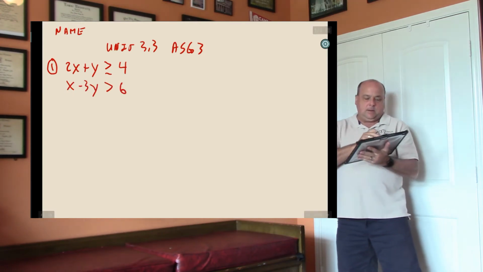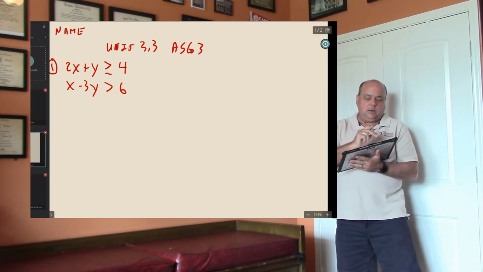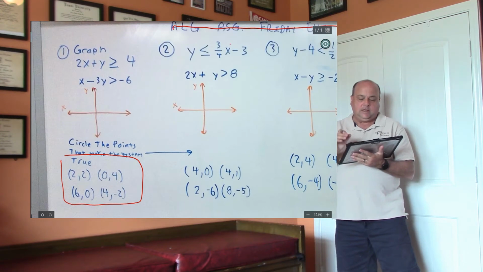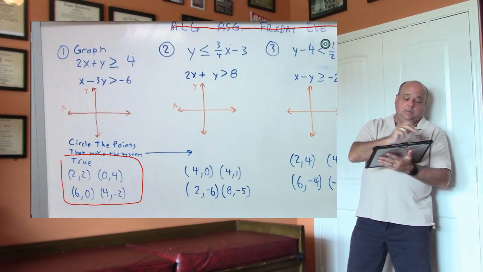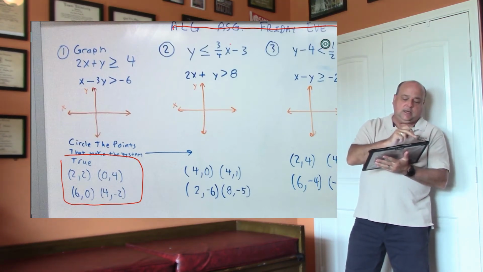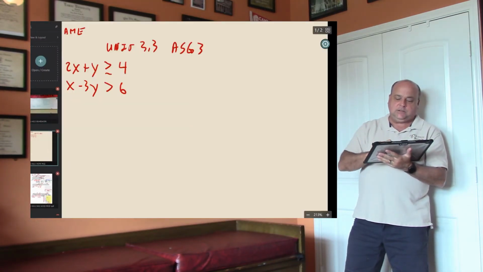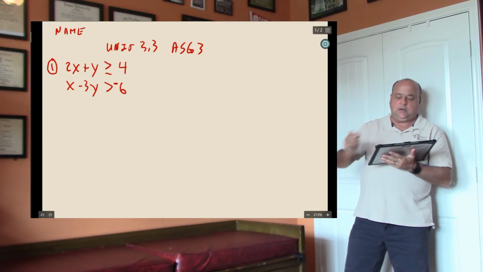Let me make sure those are both correct. X minus 3y greater than negative 6. I'm glad I went and checked that out. 2x plus y greater than or equal to 4. So let me go back. This is kind of tedious to do. So we have a negative 6 right here.